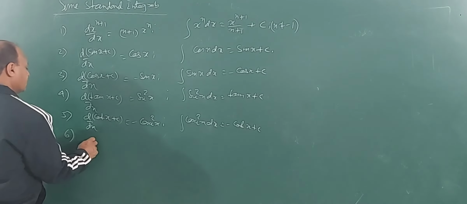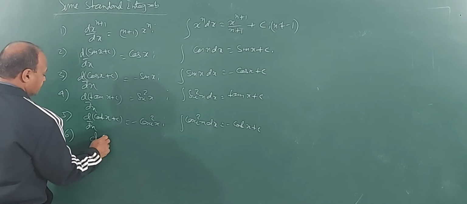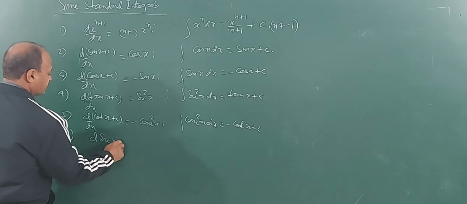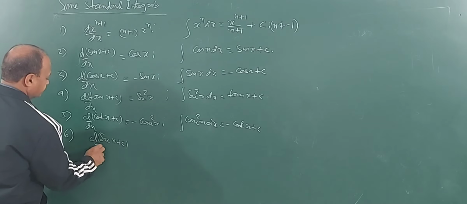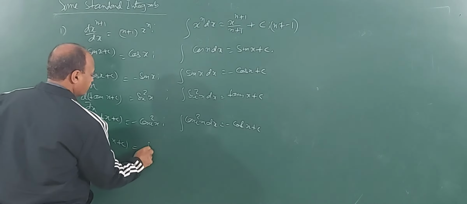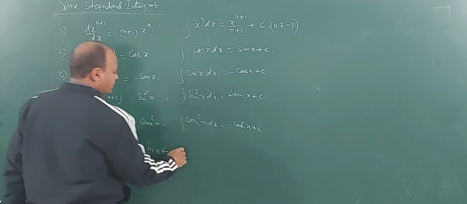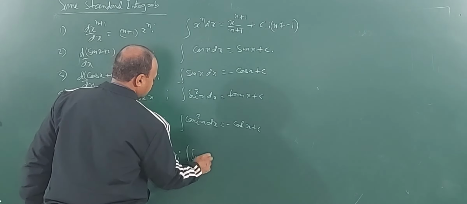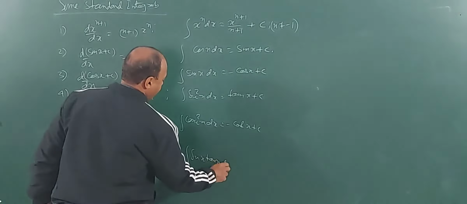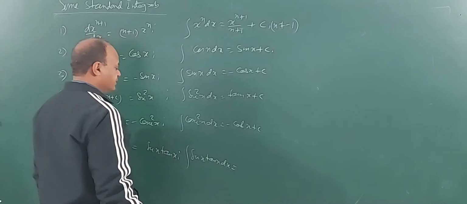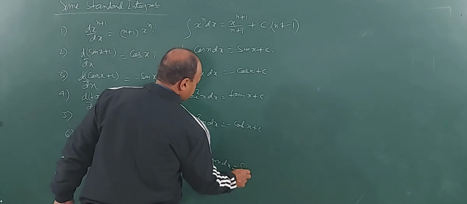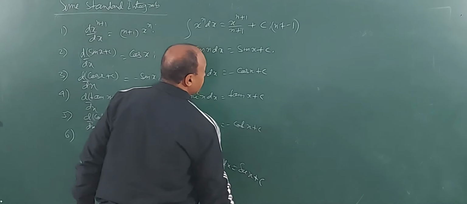6, derivative of sec x plus c will be equal to sec x tan x. So, integration of sec x tan x with respect to x will be sec x plus c.